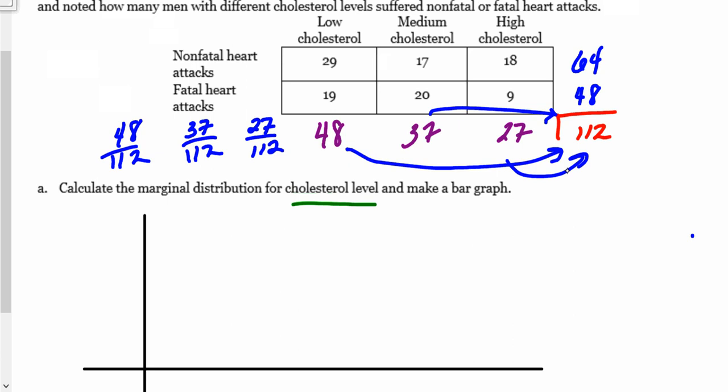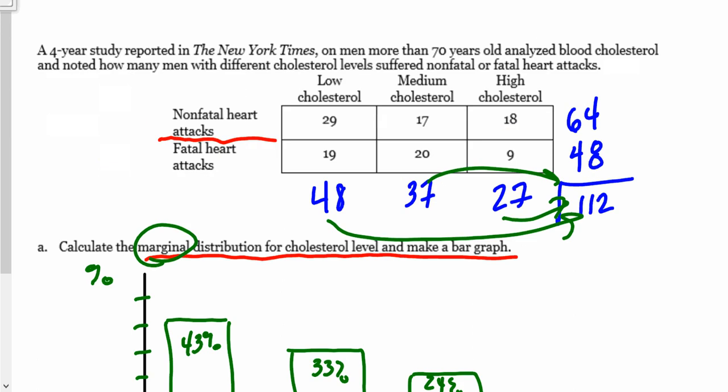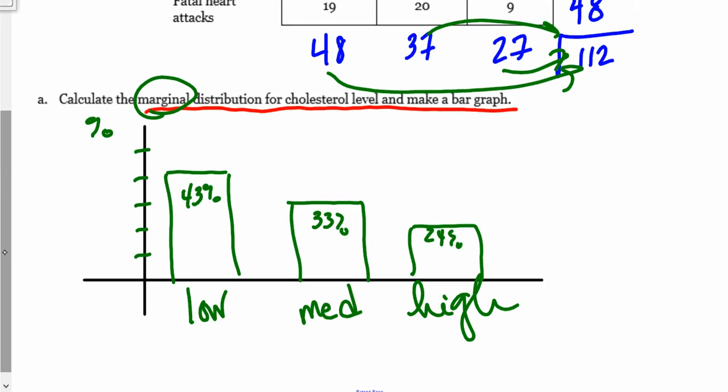In fact, because I already did this off on the side before I started recording, this comes out to be 43%, this comes out to be 33%, and this turns out to be 24%. So when I'm asked to find the marginal distribution for cholesterol level, I know, for example, that within this data, 43% of the men had low cholesterol, 33% had medium, and 24% had high. And I can represent that in a typical bar graph that would look like this. Okay, so my percents here, I didn't actually label this, but I was counting by tens.